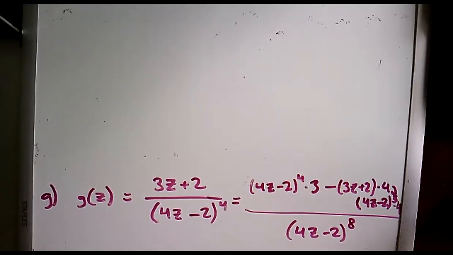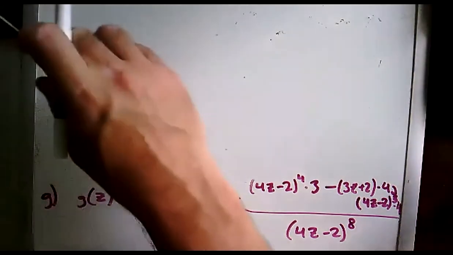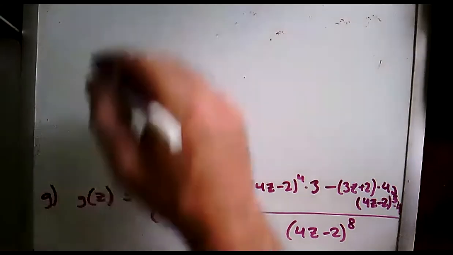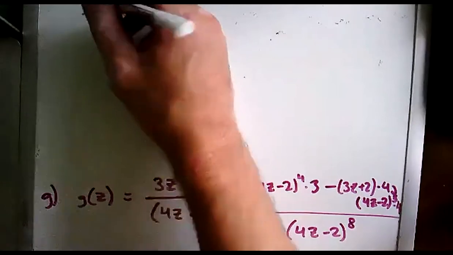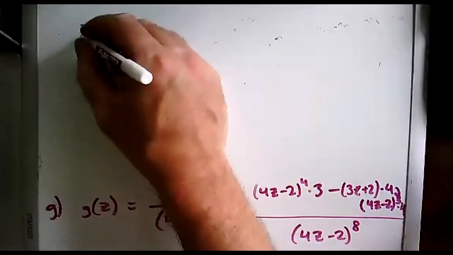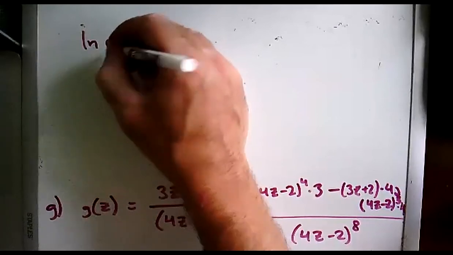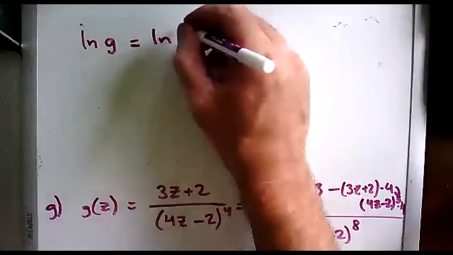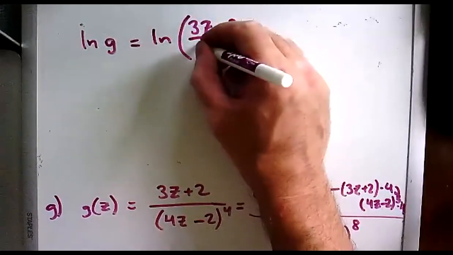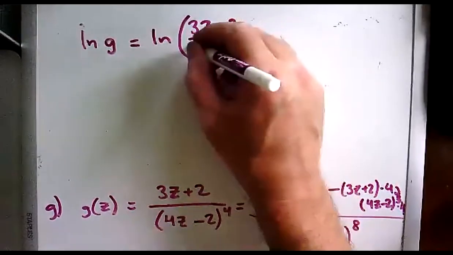It wasn't really hard, but problem G here is actually a good candidate for doing logarithmic differentiation. And I just want to show that because it's a relatively new topic. It's not really on the exam per se in the way that other topics are, but it doesn't mean you can't use it. So if I have G of z equals this thing here, logarithmic differentiation says, okay, well, let's do the following. Let's take the log of both sides. So let's take natural log of G, and we'll take natural log of this fraction, so 3z plus 2 over 4z minus 2 to the fourth.